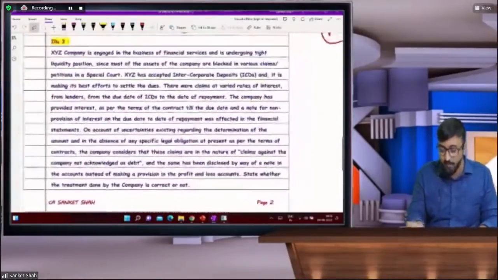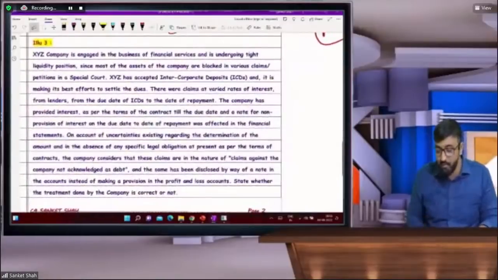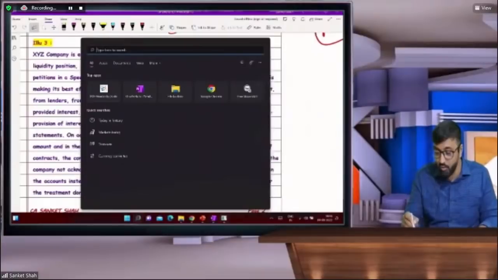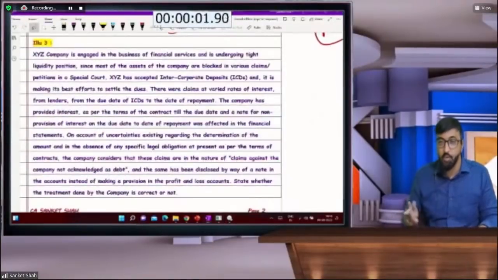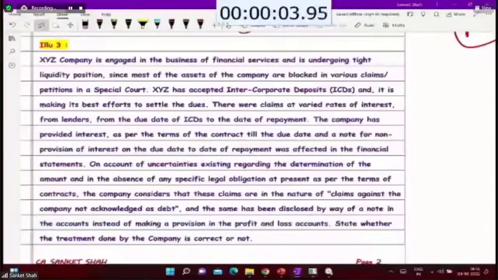Last question. I'm giving you exactly 4 minutes to read this question and understand it. I know this question is a bit tricky, but make sure that you are reading it on your own. Don't waste your time. You have 4 minutes to read this question.